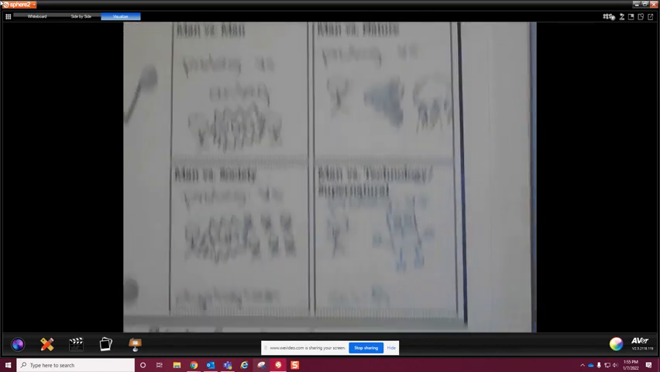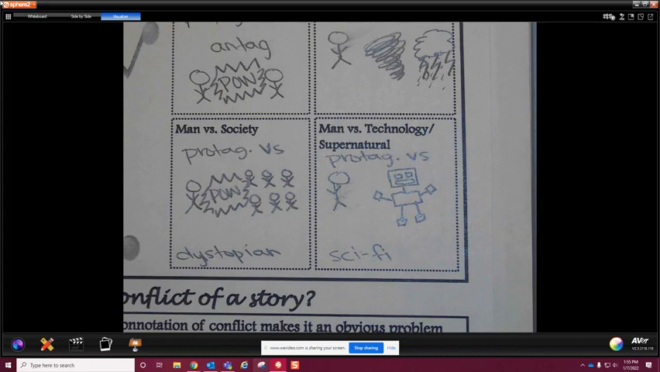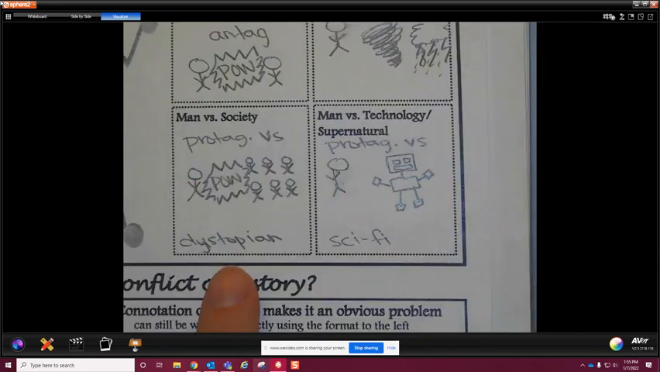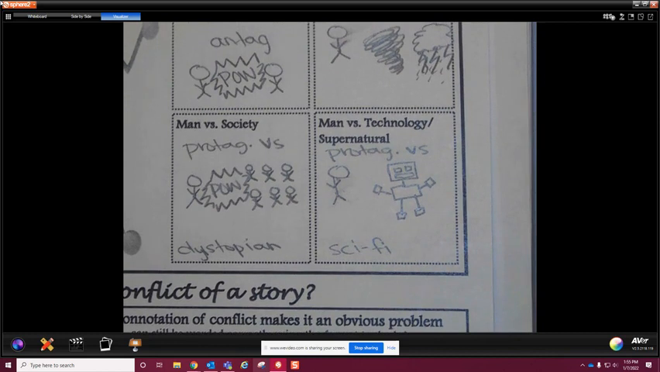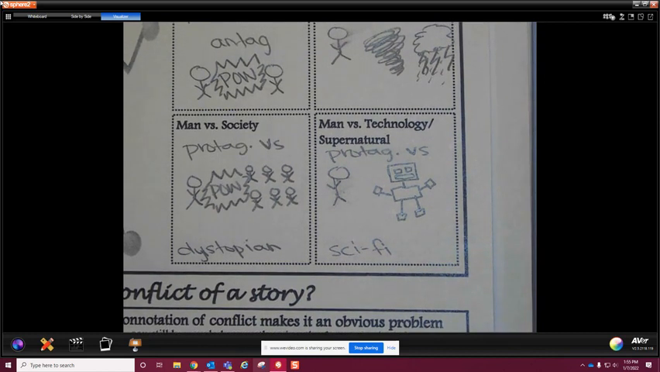Then we have man versus society. This would be the protagonist versus a group of people, kind of like a government, so to speak. A lot of this falls underneath dystopian novels. So you're going to see that protagonist against this group of individuals running whatever.